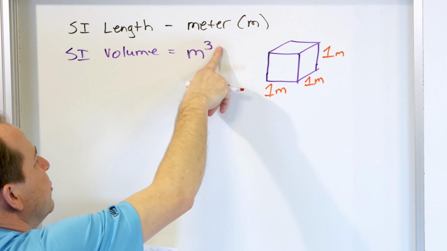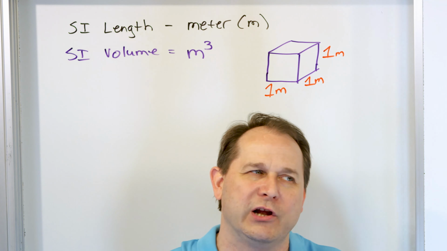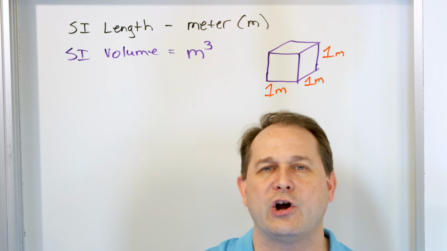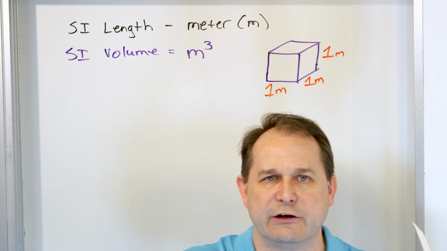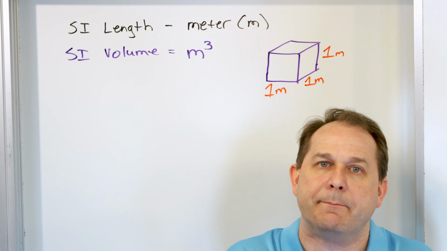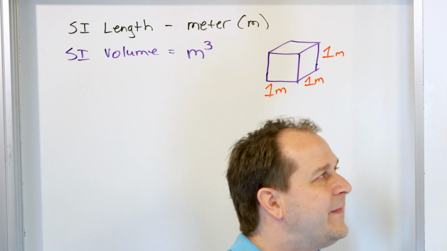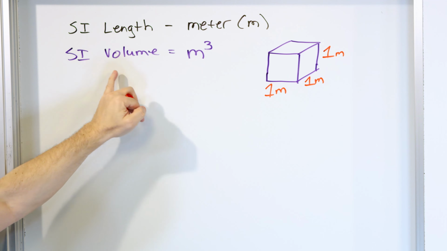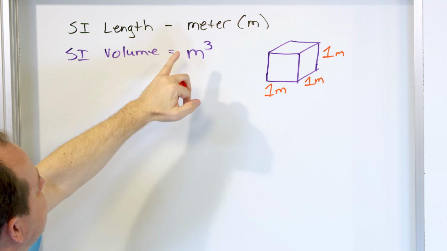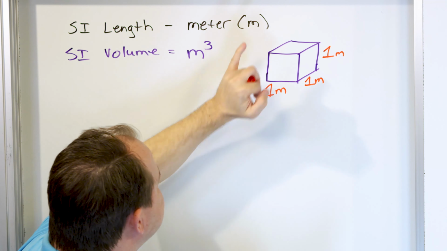So when we say meters cubed, the better way to read it is to call it a cubic meter. It's literally a volume of space defined by a box where every edge of the box is just 1 meter long. That's a cubic meter. Now, the base unit of volume in the metric system or the SI system is a cubic meter because the base unit of length is a meter.